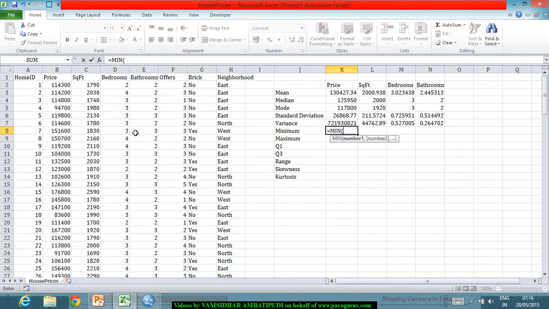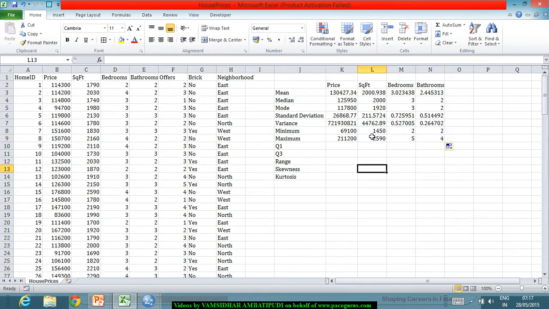Then I am looking at the minimum value. So this happens to be the minimum in all these. Minimum of 2 bedrooms, minimum of 2 bathrooms are captured. Similarly, if I am looking at the maximum value, 211,000 happens to be the maximum, and square foot wise 2,590, 5 bedrooms, 4 bathrooms.